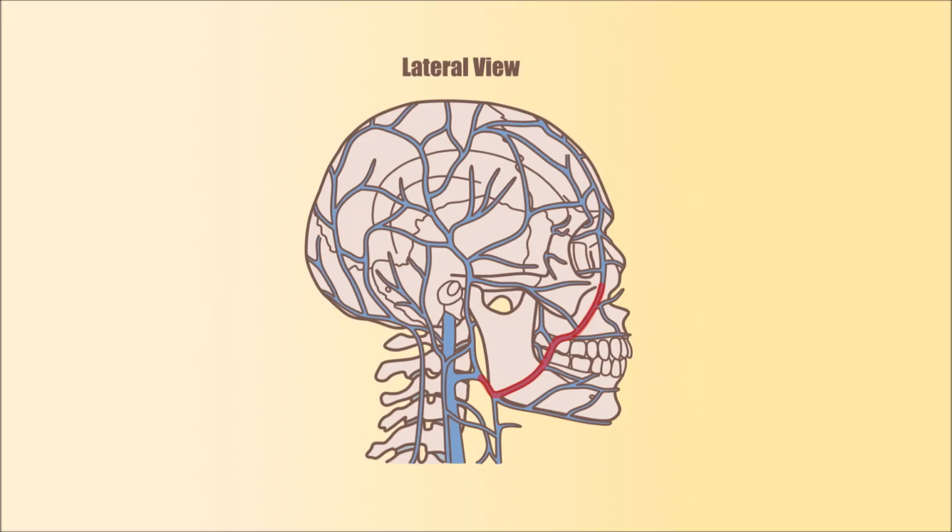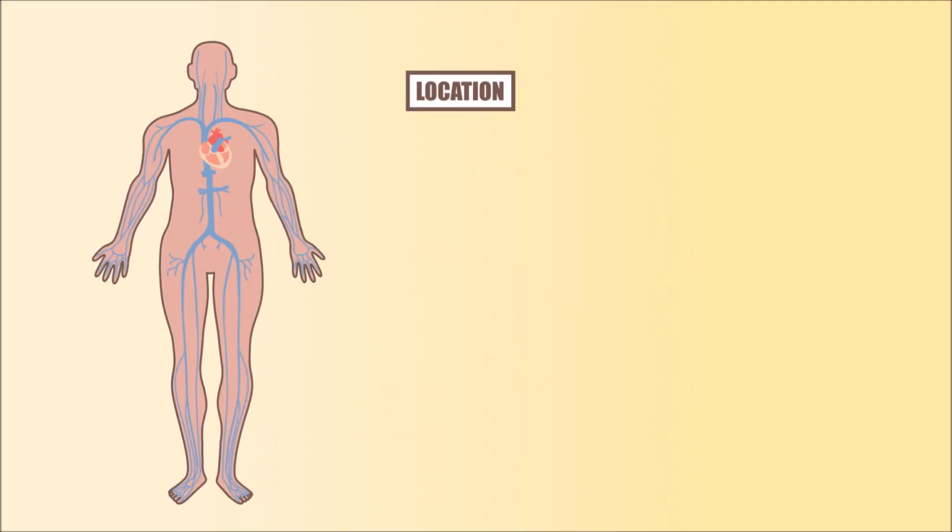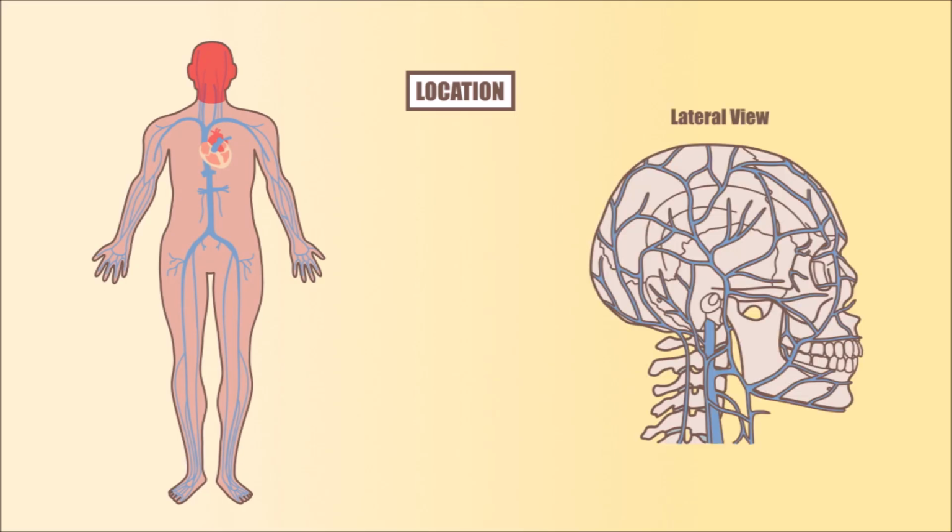In this video, we're going to go over the structure and function of the facial vein. Firstly, where is this vein located? The facial vein is located on each side of the neck and head region of the body. If we take a closer look at the veins on the right lateral view of the head and neck, we can see the facial vein highlighted in red.